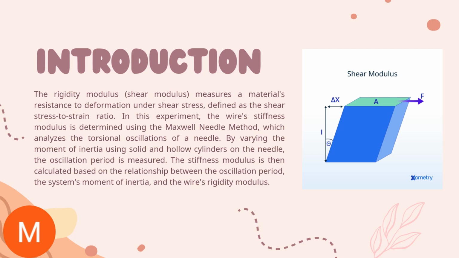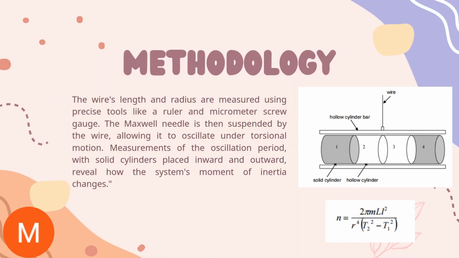a needle. By varying the moment of inertia using solid and hollow cylinders on the needle, the oscillation period is measured. The rigidity modulus is then calculated based on the relationship between the oscillation period, the system's moment of inertia, and the wire rigidity. Next, the methodology of how this experiment is conducted.